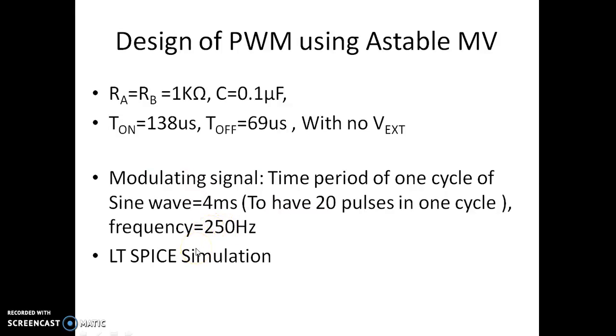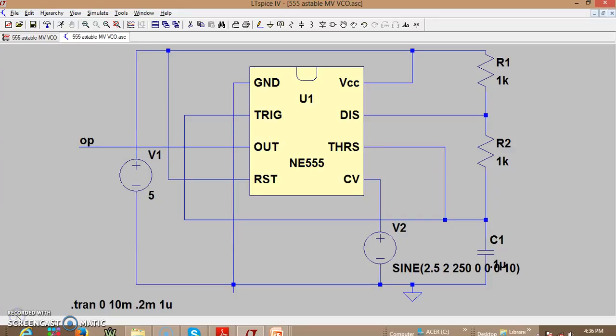Let us do one such simulation for an Astable multivibrator to generate a PWM waveform. This is the circuit diagram of an Astable multivibrator using a 555 timer. You can see that to the control voltage we have connected a sine wave. Now this Astable multivibrator becomes a PWM generator. We are applying a sine wave with a DC offset of 2.5 volts and a peak of 2 volts over this 2.5, the frequency is 250 Hertz, and we have around 10 cycles.